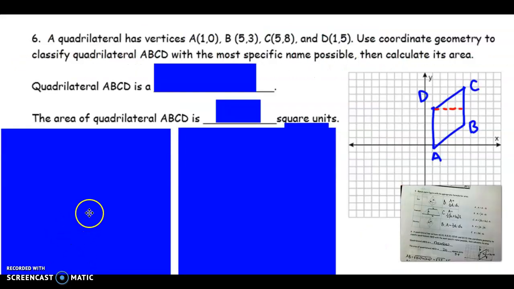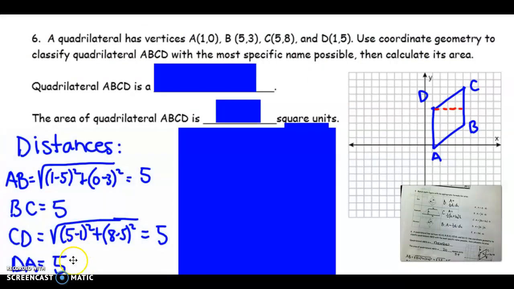Okay, so here are the distances you should have found. Remember, using the distance formula. For A to B, you're finding the change in your x squared plus the change in your y squared and taking the square root of that. So you should get the square root of 25, which is 5.